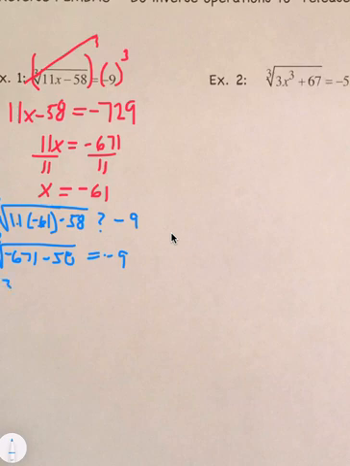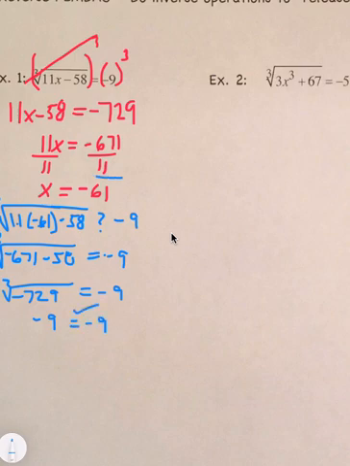So this is the cube root of negative 729. Does that equal negative 9? Yes, it does. Negative 9 equals negative 9. So x equals negative 61. Works out. And by taking the cube root, that means basically negative 729 is negative 9 times negative 9 times negative 9. So that's asking what number multiplied by itself 3 times would give you that. So it's negative 9. That's what you take out.